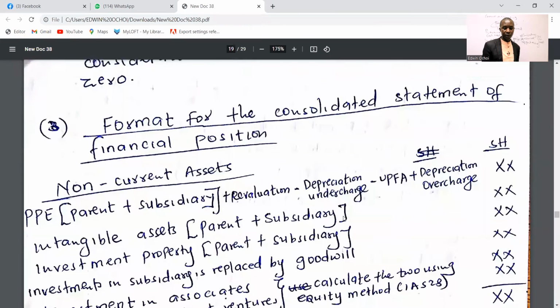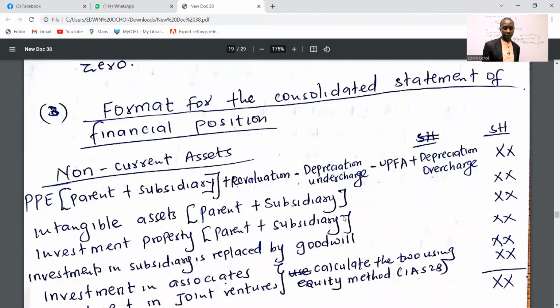The last part for today is this format of statement of financial position. When consolidating the statement of financial position, this is the scenario whereby, remember, the parent has associates, subsidiaries, and joint ventures. How do you consolidate directly? Those, as the parent, how are you supposed to consolidate directly?